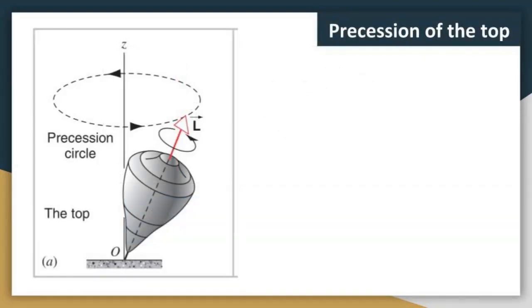This figure shows a top spinning about its axis. Let's assume that the bottom point of the top is fixed at the origin O of our inertial reference frame. Usually that is not the case. We know that the spinning top usually spins all over the place, but for simplicity we are going to make this assumption. As we saw in the video, the axis of this rapidly spinning top will move slowly about the vertical axis. This motion is called precession.